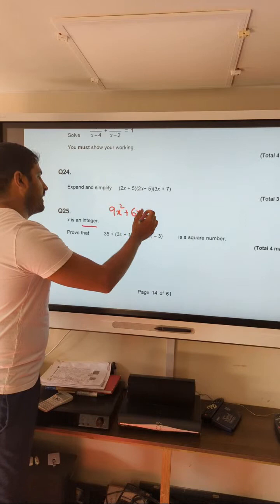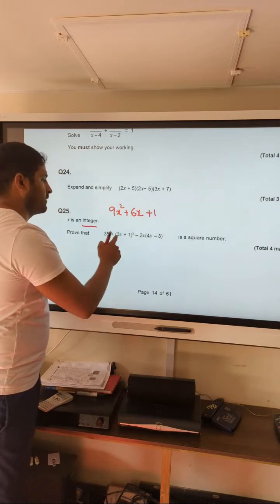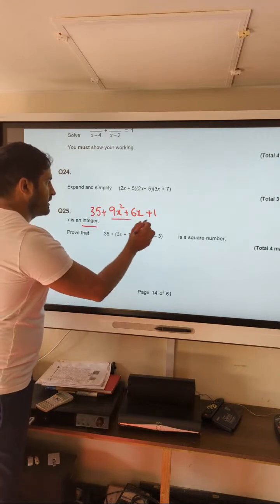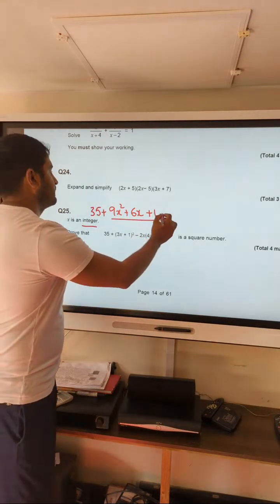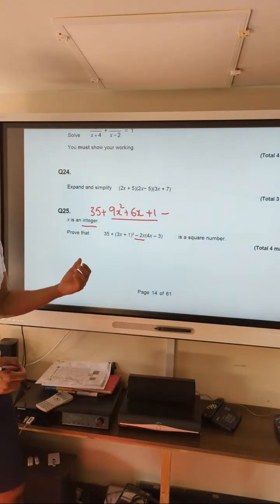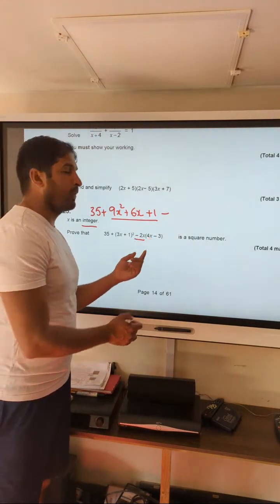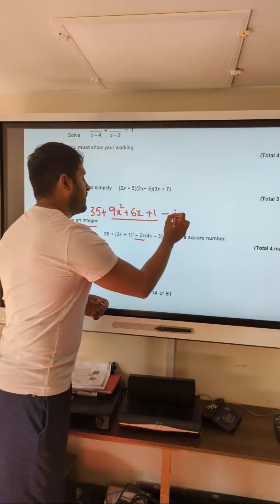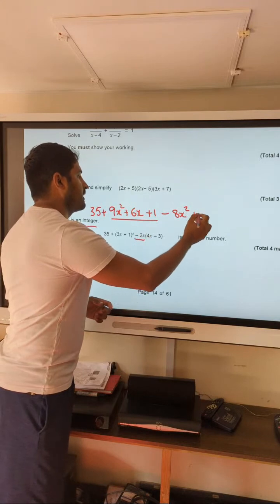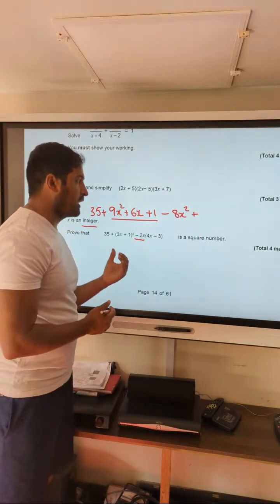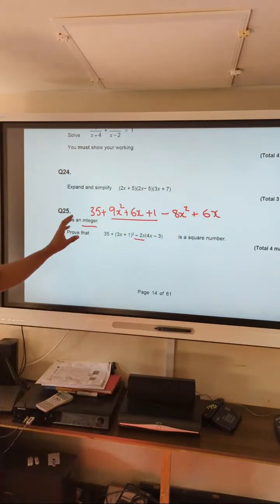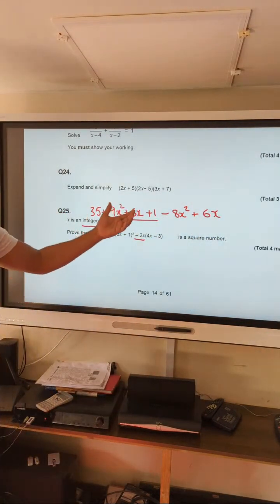1 times 1 squared gives me 1, so that's coming from there. Okay, so I got 35 plus this minus, so this is negative 2x. Remember, the sign in front of the number or letter is with it. So negative 2 times 4x gives you negative 8x squared, and negative 2x times negative 3 gives you positive 6x. Negatives multiplied together give you positive.